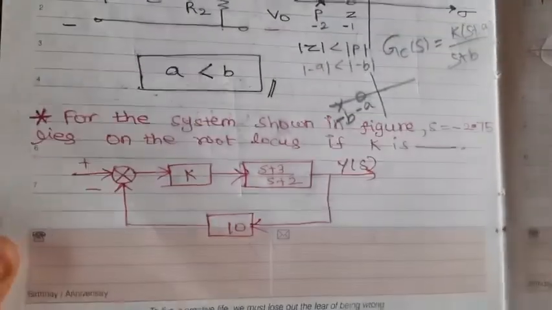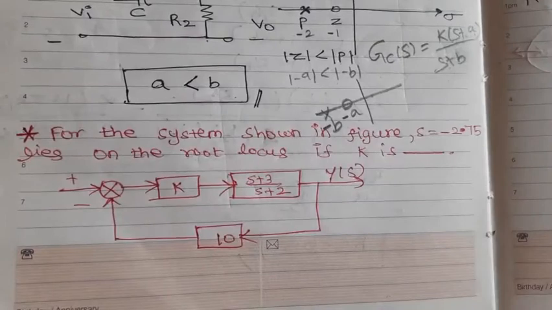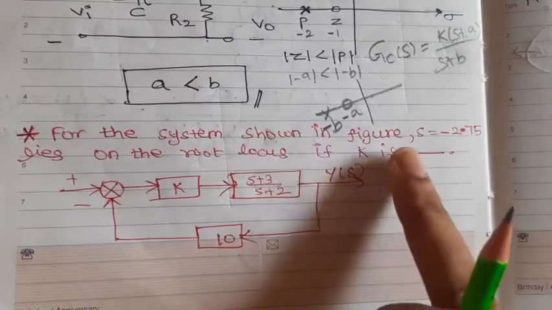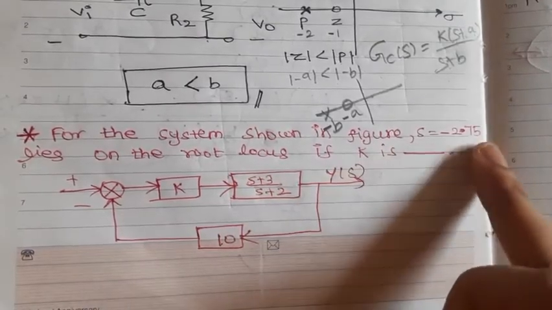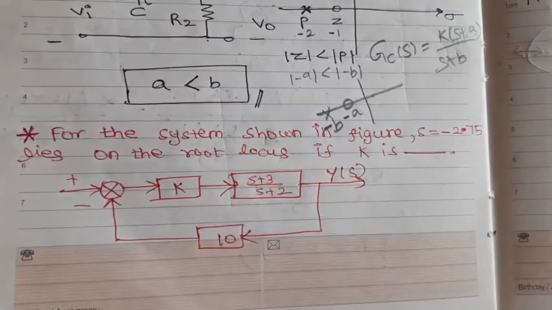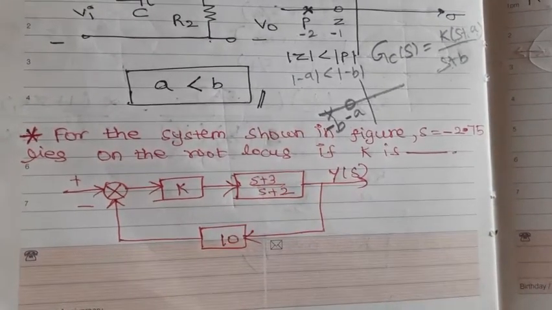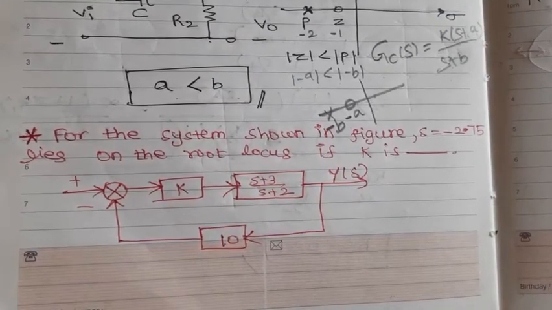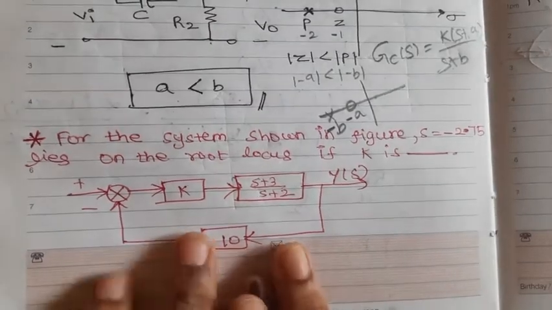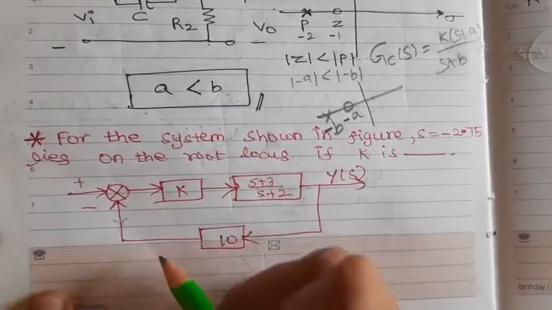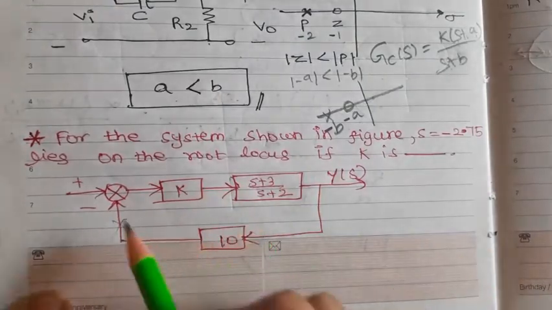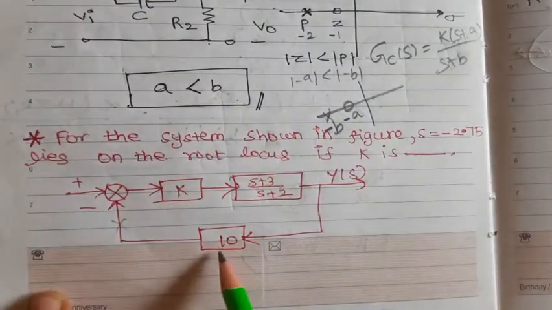Okay. Then for the system shown in the figure, S is equal to minus 2.75 lies on the root locus if K is. So for this system we need to find out the root locus at S is equal to minus 1, to find out the K value. So see, just assume without feedback we can say it is an open loop transfer. What is the open loop transfer function?